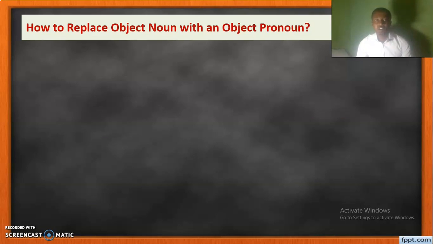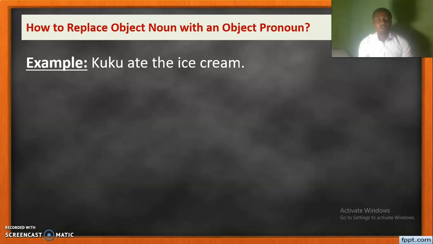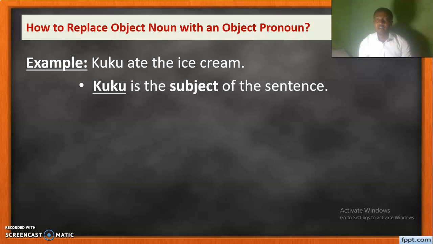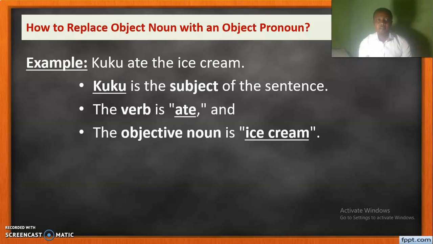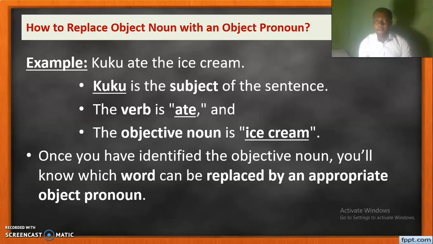You may be asked to replace object nouns with object pronouns. How do you do that? Let's discuss this point. Look, this is a sentence: Cuckoo ate the ice cream. You may be asked to replace the object noun with an object pronoun. How do you do that? Firstly, you need to identify the subject. Cuckoo is the subject of the sentence. The verb is ate, and we have the object noun, which is ice cream.